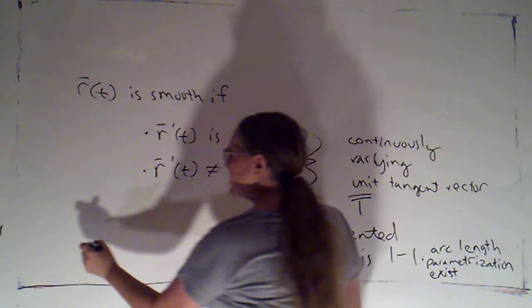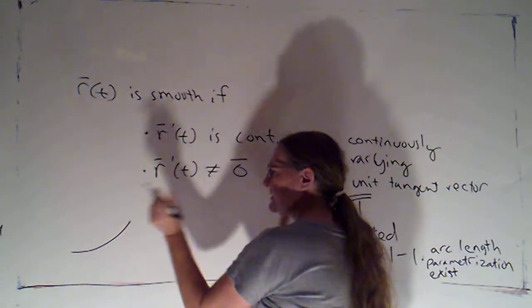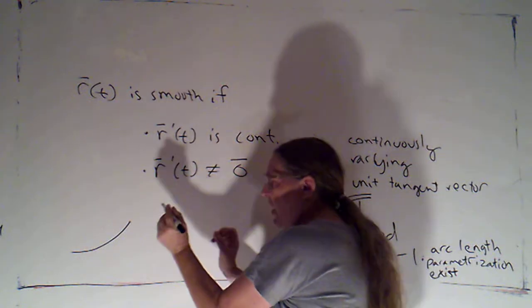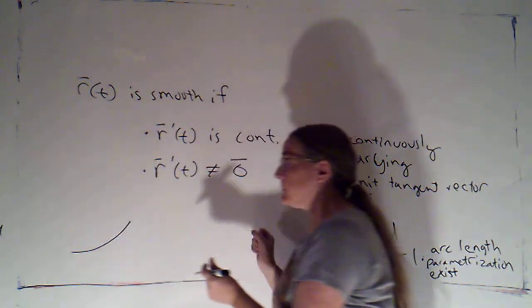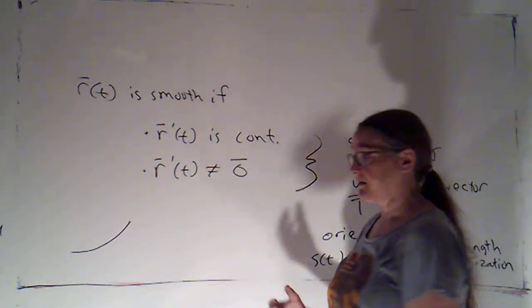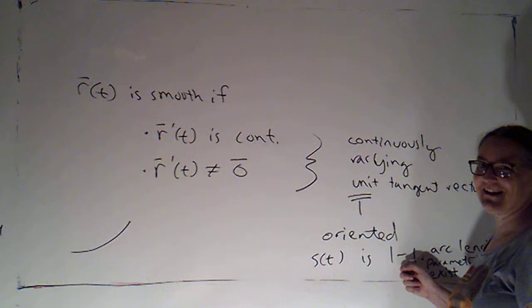If r prime is zero, that basically means that as I'm drawing the curve, at some instant, I pause. Maybe just for that instant. Now, if I pause for more than an instant, then my arc length function isn't going to be one-to-one anymore.